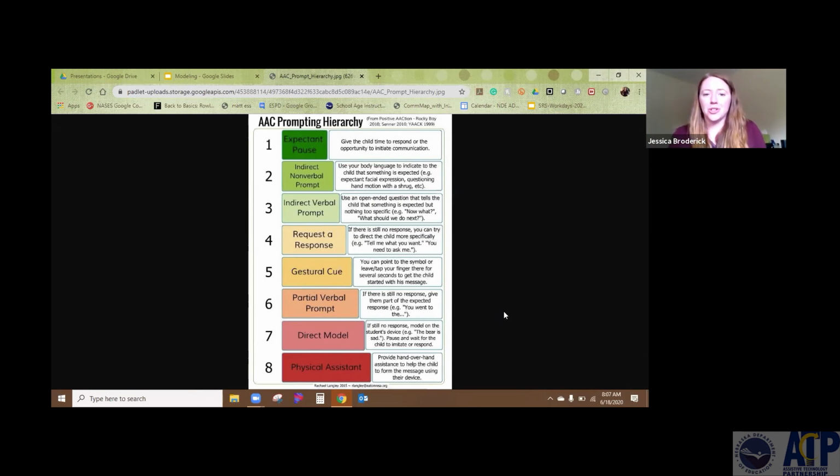Or you might use an indirect verbal prompt. So I've got my toys over here and the kid over here, and I'm like, what should we do? I haven't told them anything specific. I have a car and some bubbles, and I'm hoping for go and turn. These are my targets. I want a turn with the car, a turn with the bubbles. I want something to go. I haven't given them any clues about what vocabulary I'm looking for. I'm just saying, oh, what should we do? Hoping that will cue them in to initiate something.